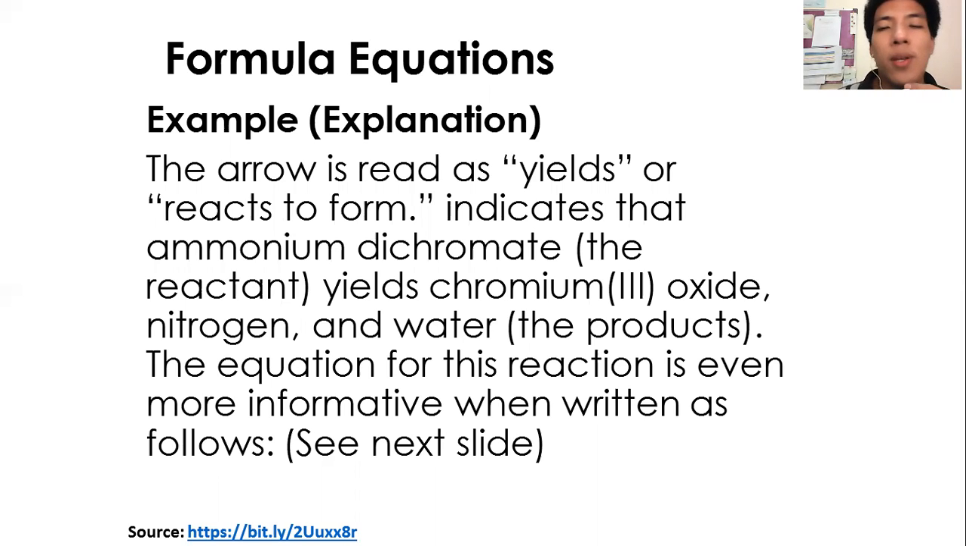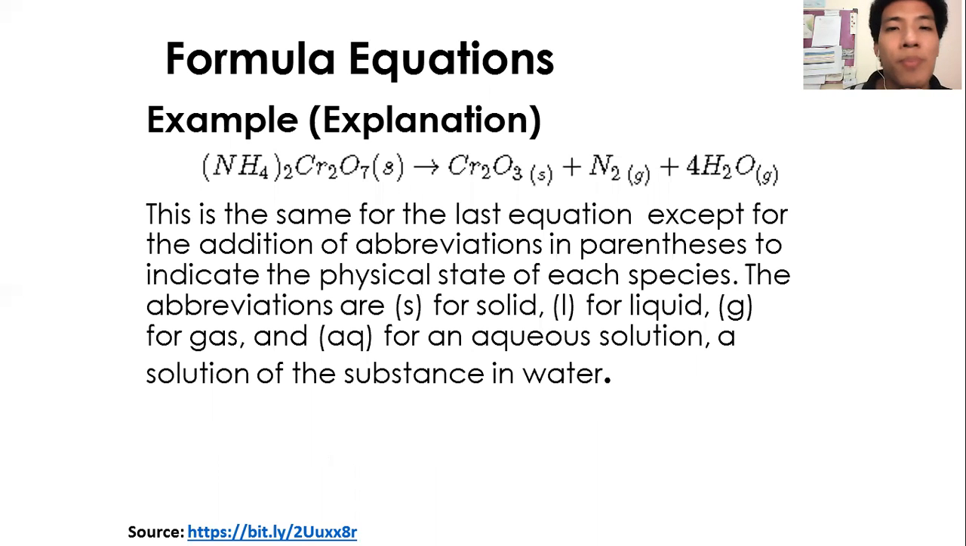And the equation for this reaction is even more informative, as you're going to see in the next slide. Okay, so as you can see, again, (NH4)2Cr2O7, or the ammonium dichromate, is our reactant. Cr2O3, nitrogen, and water are our products.